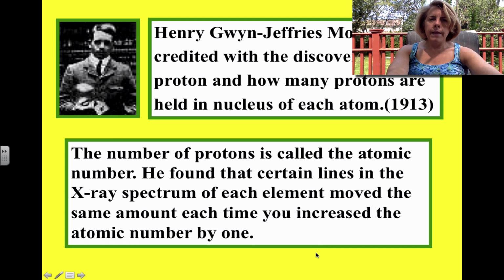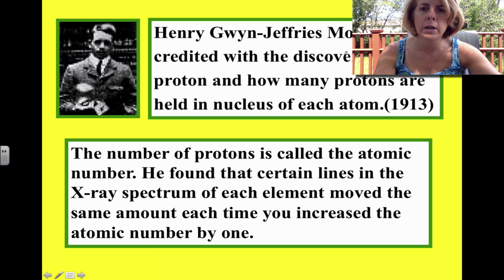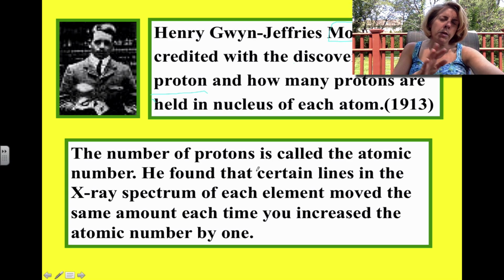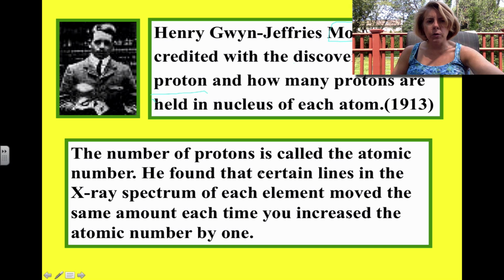Okay, now I just have a couple more slides here. The next person that had some groundbreaking work with the atomic structure was essentially Moseley. Moseley determined that there had to be a proton in the nucleus. So Rutherford found that the nucleus was positively charged and dense, but he didn't know that there was a separate particle within that nucleus. And Moseley had determined that there were protons within the nucleus.